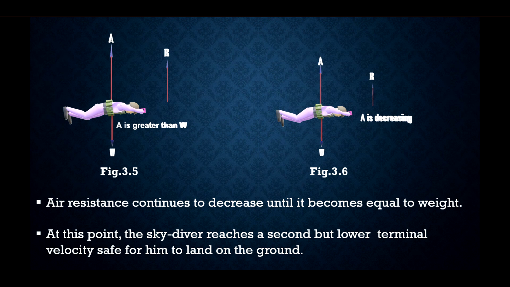The trend continues until air resistance becomes equal to weight. The skydiver has now reached a second, but lower terminal velocity, safe for him to land on the ground. Note: when the parachute is opened, the net force R may be calculated by subtracting weight from air resistance. However, we ought to write a negative sign in front of our force value. The negative here means the force is acting in the opposite direction to the motion of the skydiver.